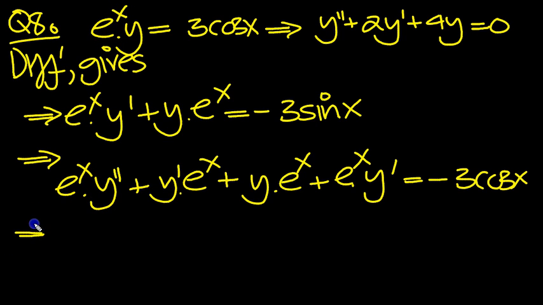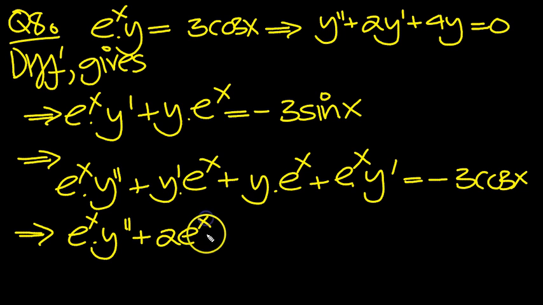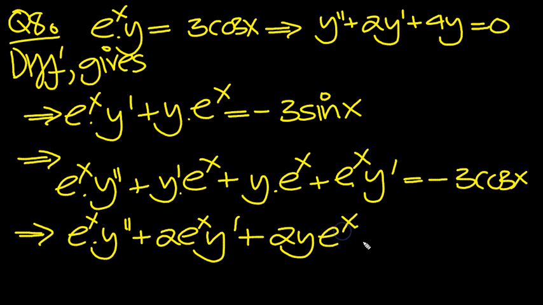Okay, so that tells us then, so e to the x times y double dashed, y dashed and y dashed are here and here, so there's plus 2 lots of e to the x y dashed. There's a y e to the x here, but this minus 3 cos x here can be replaced by e to the x times y in there. But there's a minus, so when we bring it over it'll be a plus, and it can come to be with this one as well. So I have plus 2y e to the x equals 0.